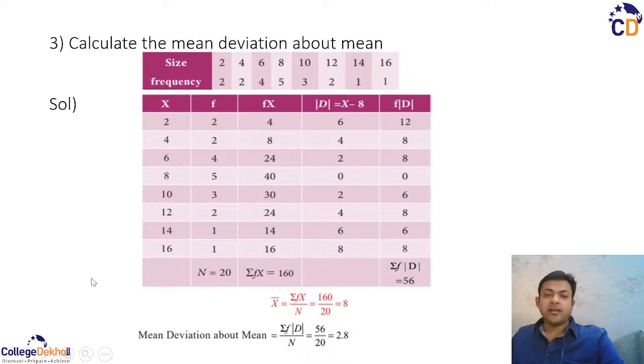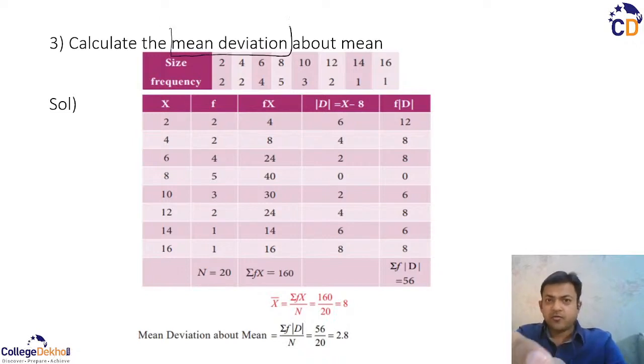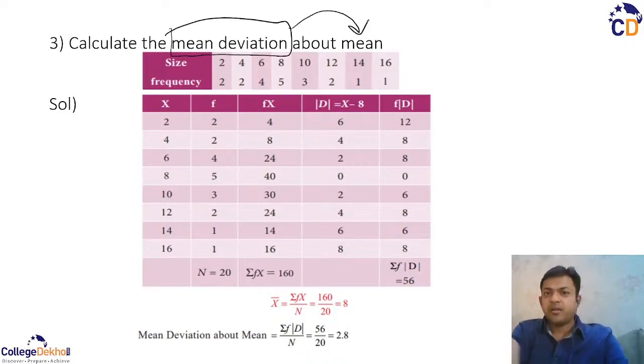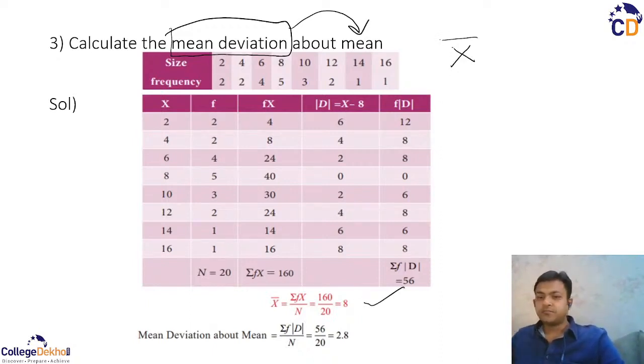Now, why do we need to calculate mean? Because this question asks us to find out the value of mean deviation about the mean. So the step 1 would be to calculate the mean. The value of mean comes out to be 8. Once we get the value of mean, we need to further calculate the value of mean deviation about this mean. The process hereafter remains the same.